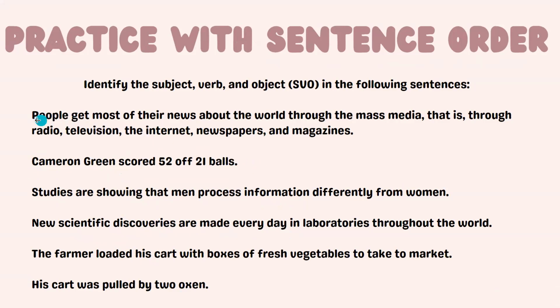For the first sentence, your subject, verb, object order is going to be people get news. And then a lot of your objects could also be media, radio, television, internet, newspapers, and magazines. That could be a way to view that, but next week we'll go over why it's not that.